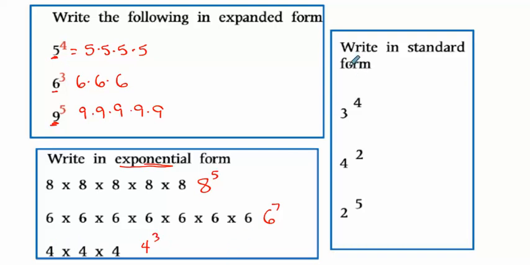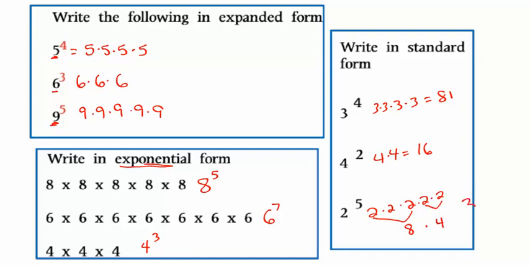And then to write in standard form, that's the answer. In order to do that, I need to write it out. So 3 times 3 times 3 times 3. That's 9 times 3 is 27 times 3 is 81. I think we already had that one. 4 to the second power means 4 times 4. So that's 16. 2 to the fifth: 2 times 2 times 2 times 2 times 2. I'm going to go 2 times 2 is 4, times 2 is 8. I'm going to keep those together. That's 8. And this 2 times 2 is 4. So all together, that would be 32.